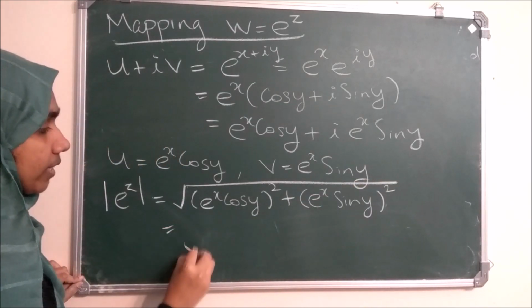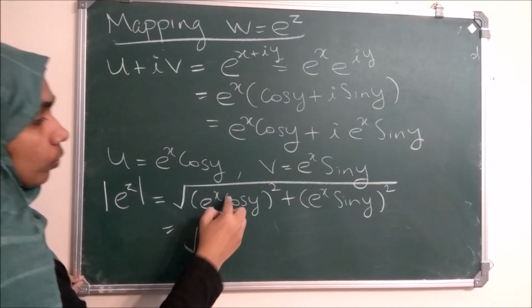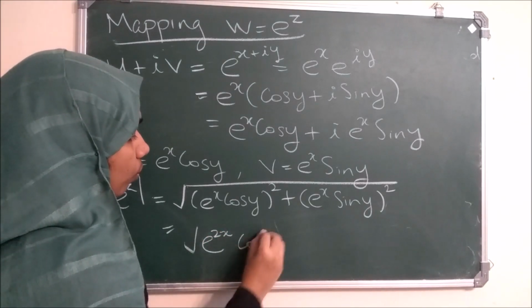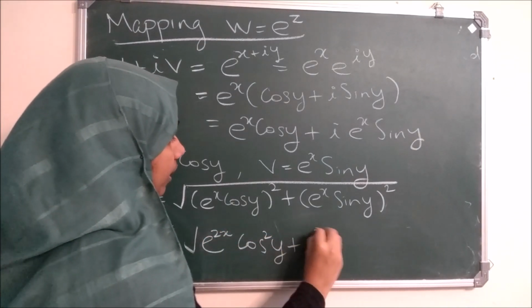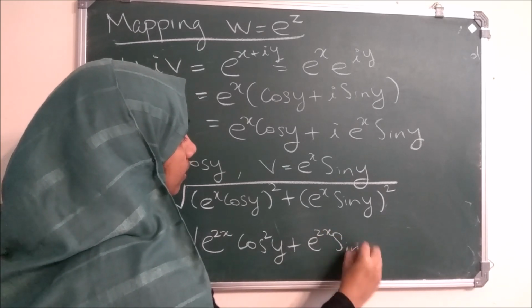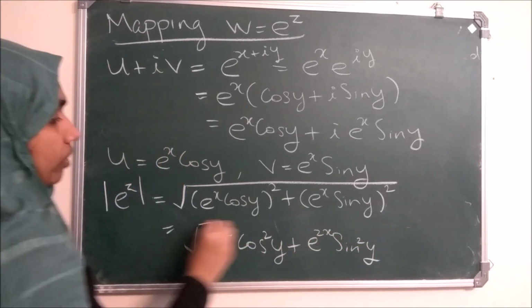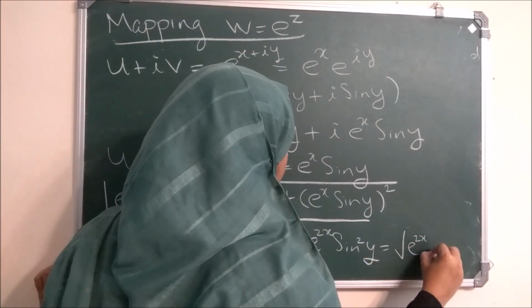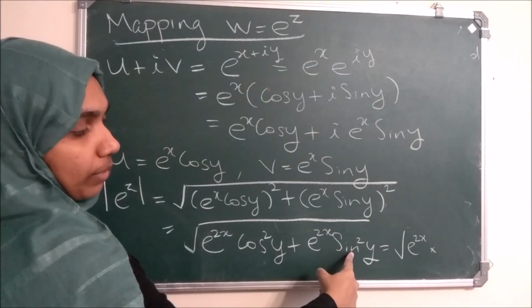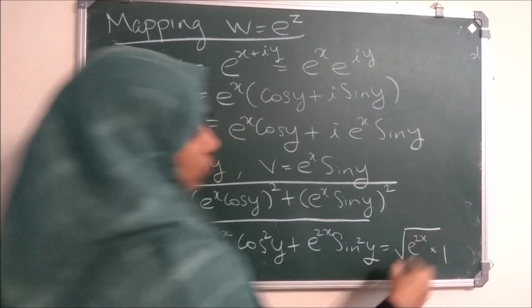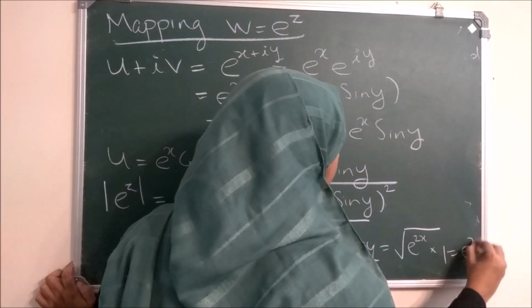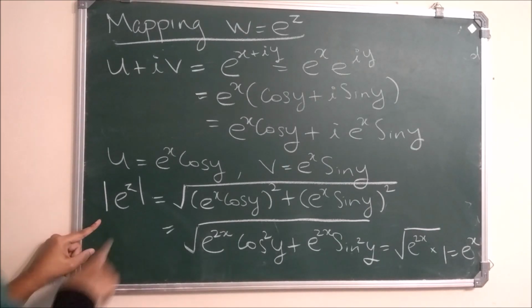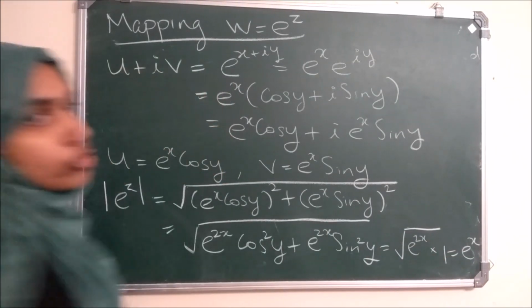So you can see that it is equal to e raised to 2x cos square y plus e raised to 2x sin square y, which is equal to e raised to 2x into cos square y plus sin square y, which will be 1. So the square root of e raised to 2x is e raised to x. So the modulus of e raised to z is equal to e raised to x.